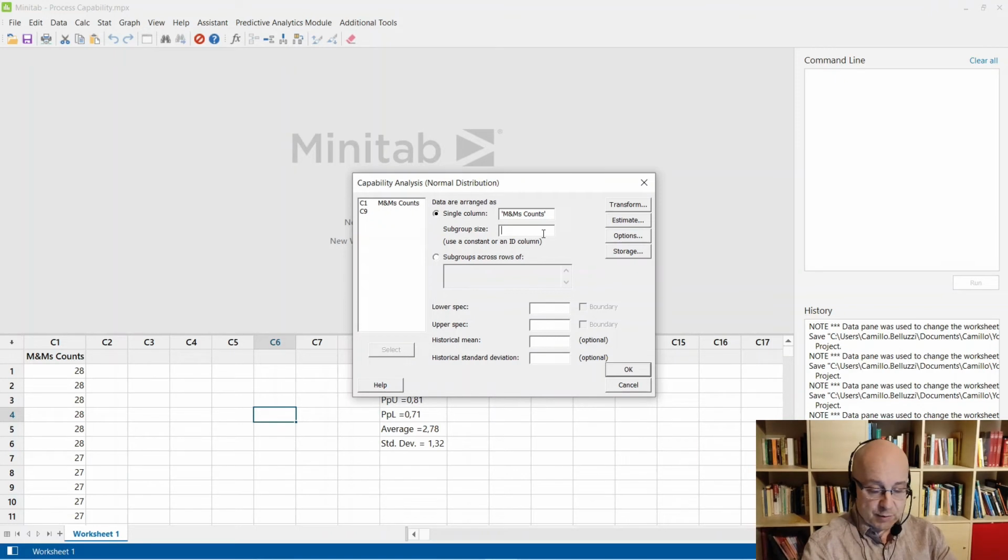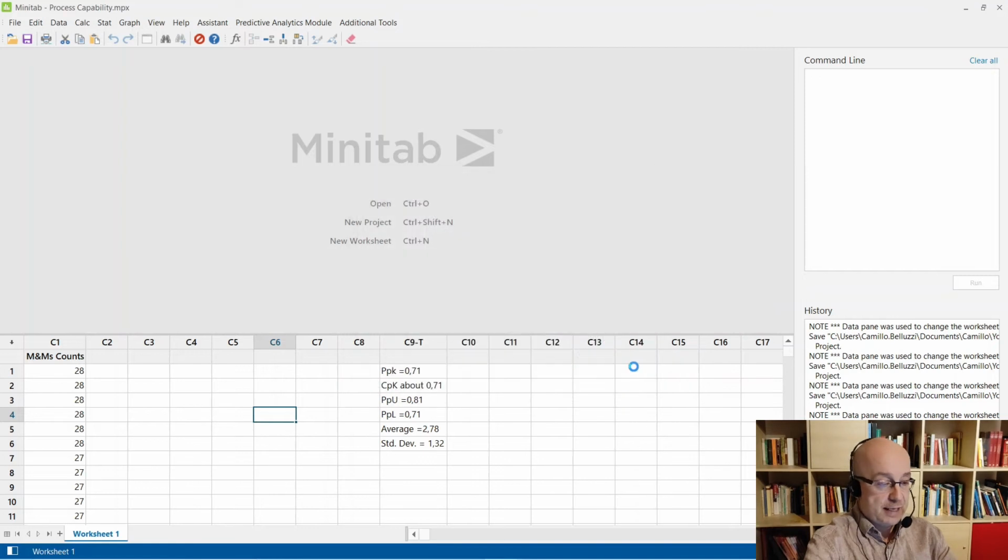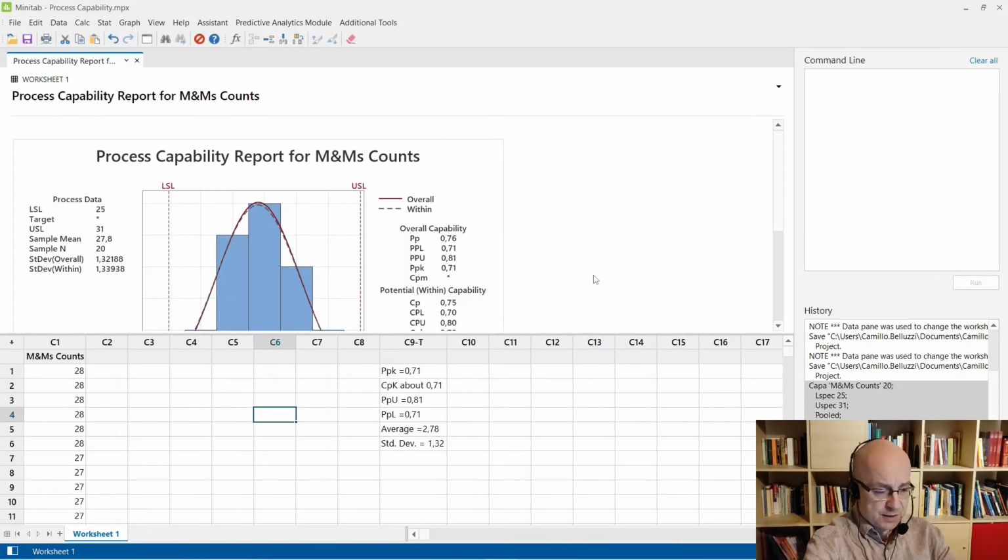So in this case, the subgroup size would be 20. The lower specification limit, if you remember, is 25. The upper specification limit is 31. So just clicking OK, we will obtain this beautiful graph here, where we immediately see a Ppk of 0.71, which is exactly the value that was expected based on the calculations done by hand in the PowerPoint presentation.